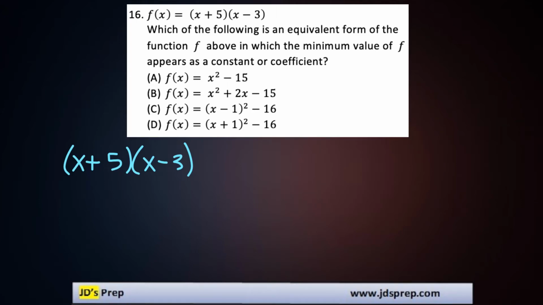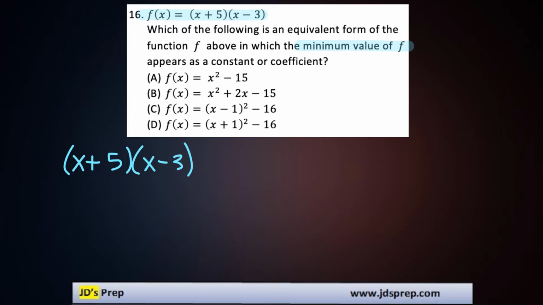This problem is asking us to take a look at the function f of x and rewrite it so that we have the minimum value of it appearing as a constant or coefficient. Well, because this is a quadratic equation, it would become a parabola. So because it's asking for a minimum value, you can imagine a parabola.